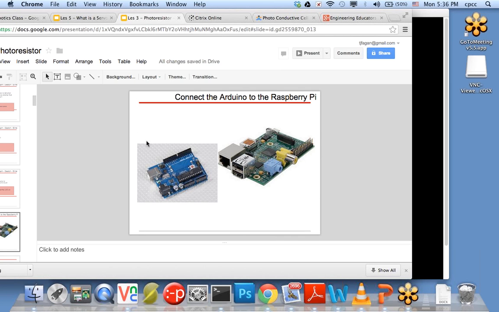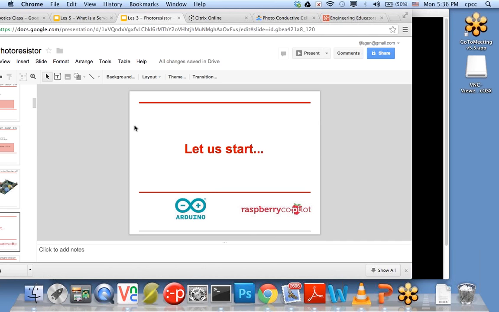So good job. Now, once you get it up and running, we can start to connect the Arduino to the Raspberry Pi. So if you don't have your Arduino out, let's get it and let us start. Again, I will slow down if you have any questions. Let's see if you have any questions so far.